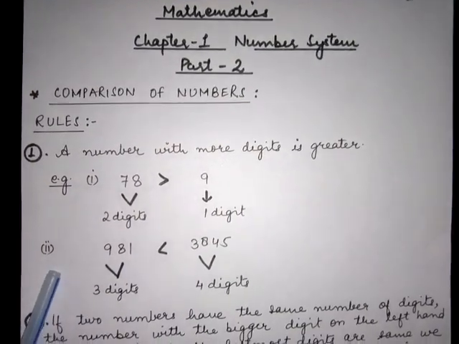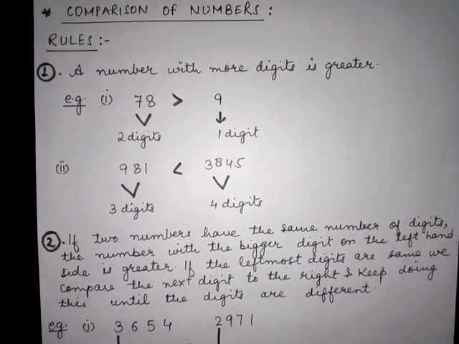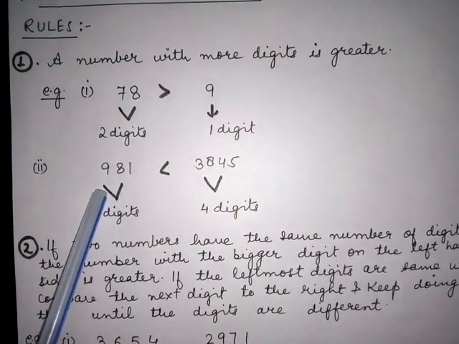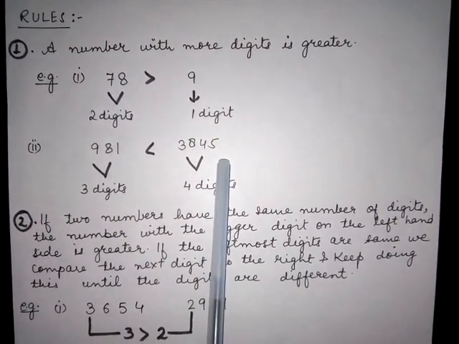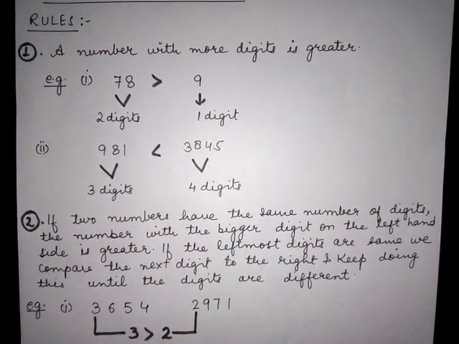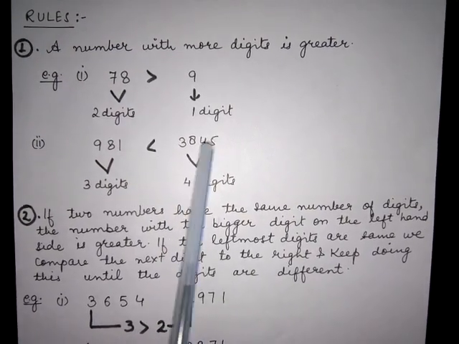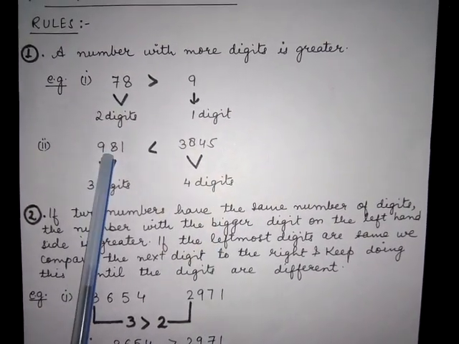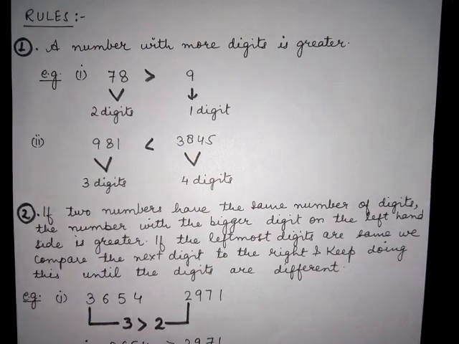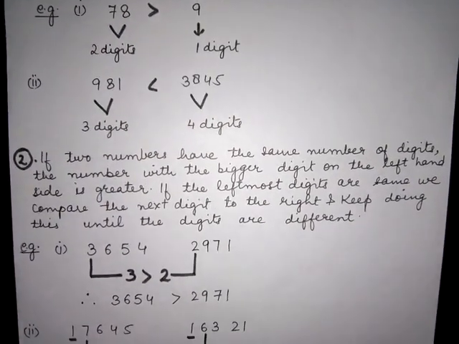Now we will consider the second example. As you can see, two numbers here. One number is a 3-digit number and the other one is a 4-digit number. So by this rule, 3845 is greater than 981. Now we will move on to the second rule.